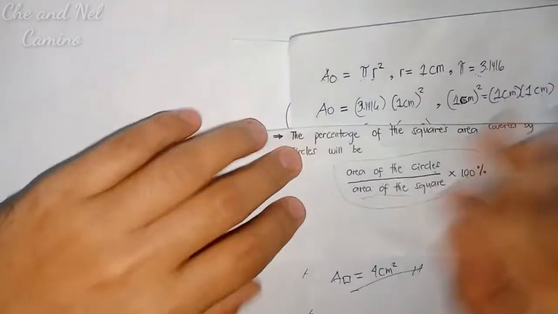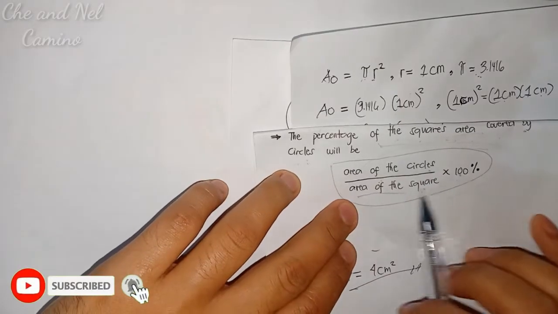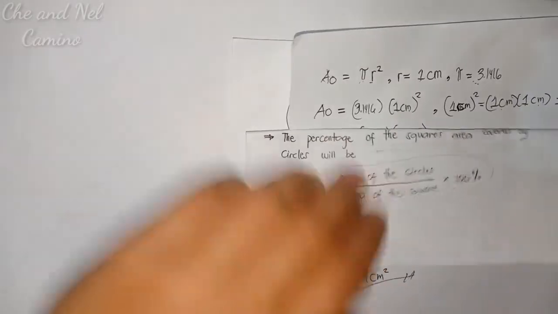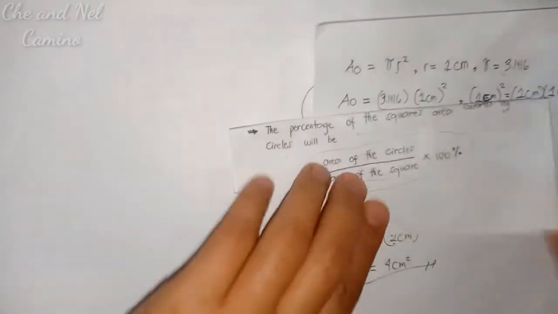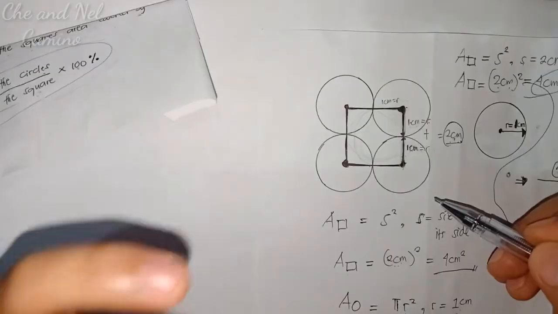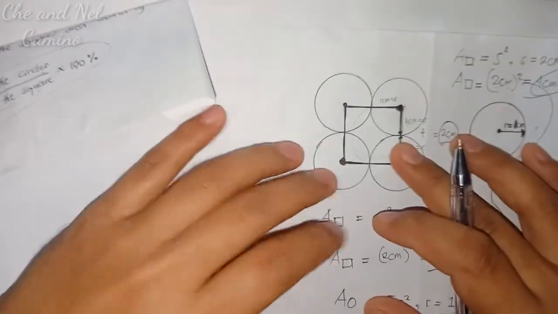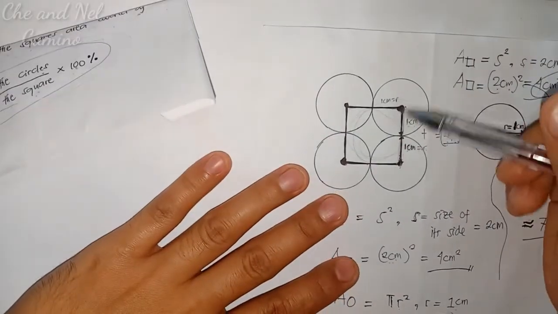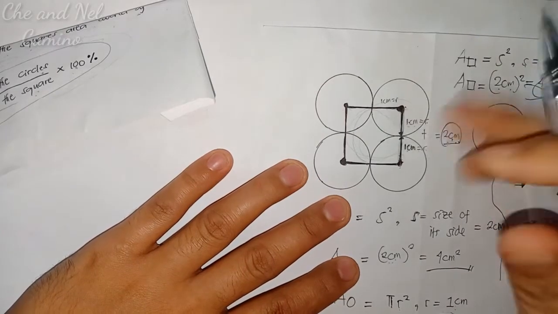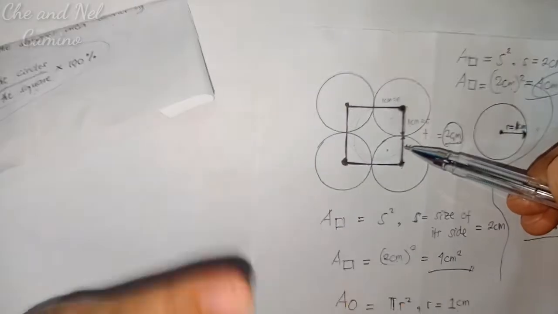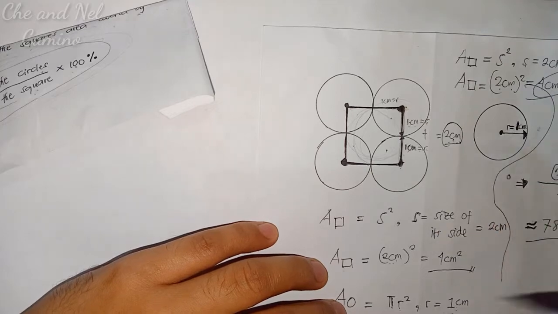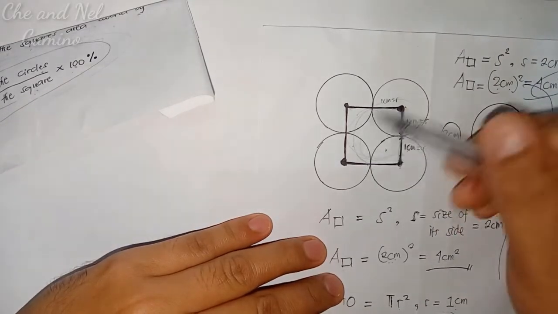Let's go back to this formula: area of the circles over area of the square times 100%. This formula is used to get the percentage of the square's area covered by circles. Let's begin with the area of the circles. Going back to the illustration, let's count how many circles we can fit in this square. Let's count how many quarter circles are inside this square: 1, 2, 3, 4. Four quarter sizes of our circle add up to one circle. That means we can fit one circle inside this square.